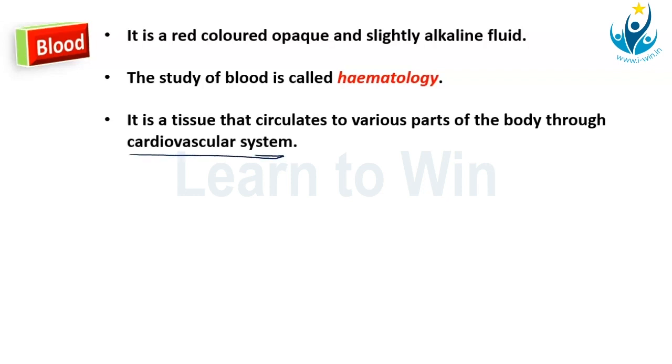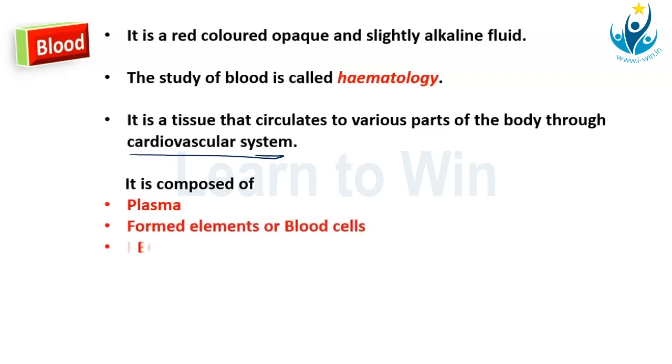As we have already discussed, for the circulatory system, if it is associated with blood, we call it the cardiovascular system, and if it is associated with the lymph, we call it the lymphatic system, right? So that's our blood, and what is blood composed of? Plasma, formed elements or blood cells: RBC, WBC, and platelets.